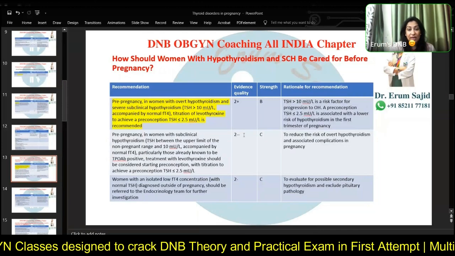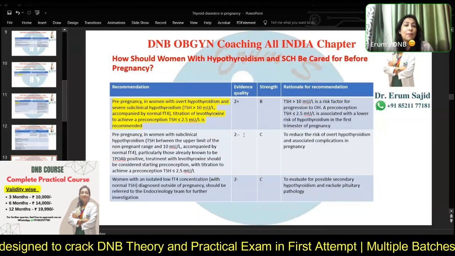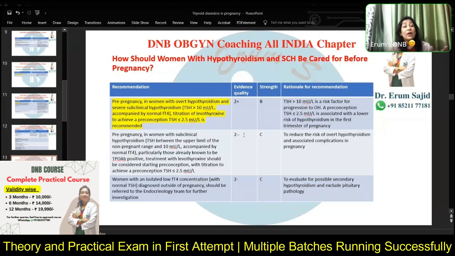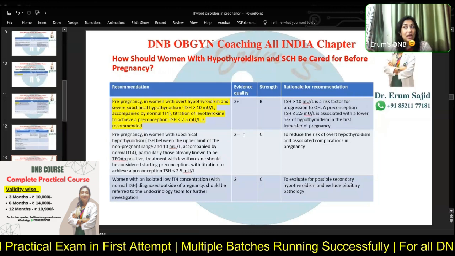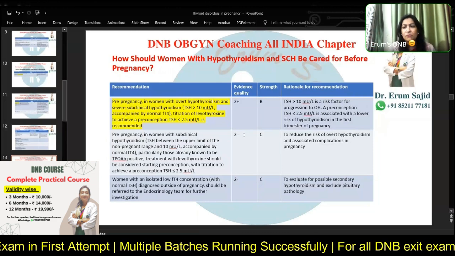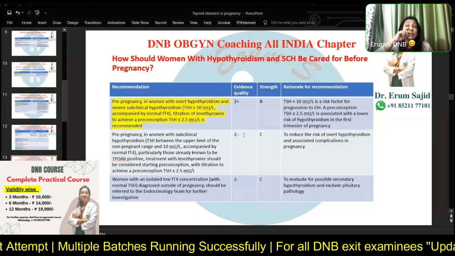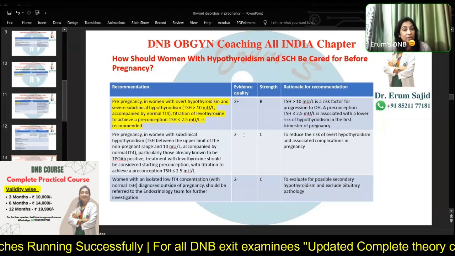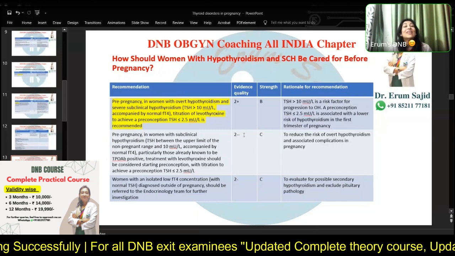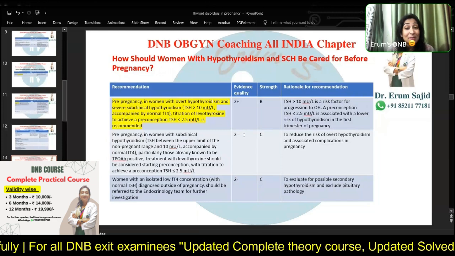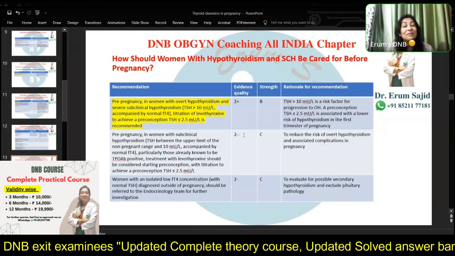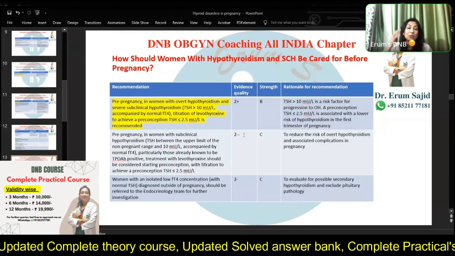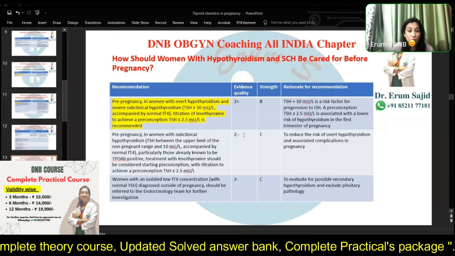So pre-pregnancy, in women with overt hypothyroidism, I know that I'm hypothyroid and I've been taking supplementation. Then there are those who have severe subclinical hypothyroidism. That means I got her tested for whatever reasons, maybe for infertility, and her thyroid comes out to be more than 10. TSH is more than 10 milli international units per liter. In exams, sometimes they ask what's the unit, and people fumble there as well, okay? So TSH more than 10 milli international units per liter, accompanied by normal FT4.